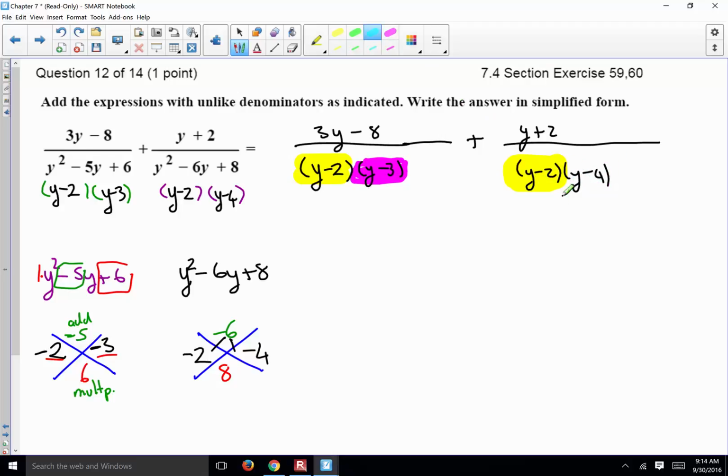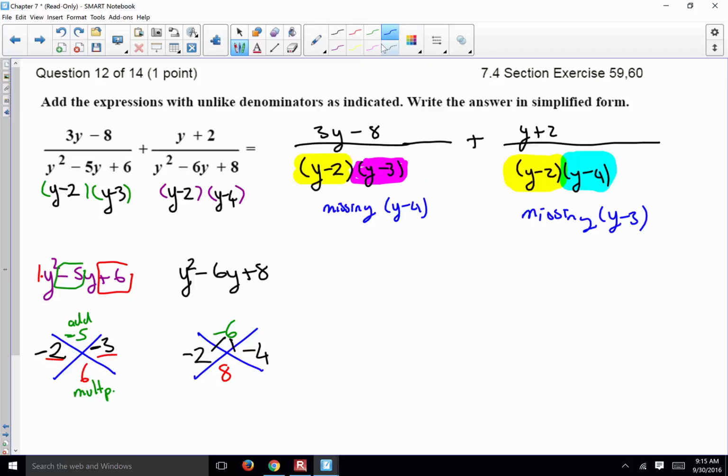Let's pick a different color for this. Yellow, yellow, blue and pink. Blue and pink not matching. So what is this one missing? This one is missing this guy, y minus 4. How about this one? This one is missing the pink one. It has y minus 4, it's not y minus 3, so you need to make this one y minus 4, y minus 3.